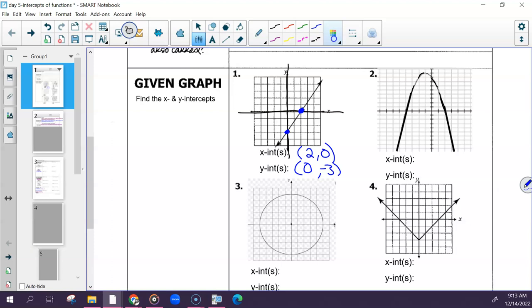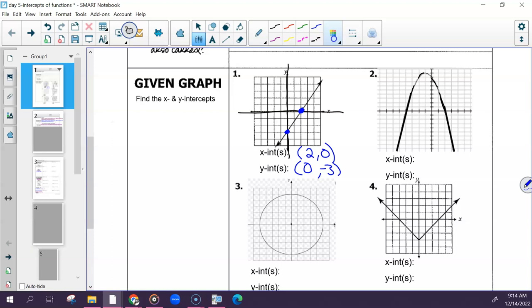Now, depending on the function, we can have multiple x-intercepts, we can have multiple y-intercepts in general, but that may or may not make it a function. So, like, 3 would not be a function because it's going to have multiple y-intercepts, but because we have multiple x-intercepts, that would still be a function.